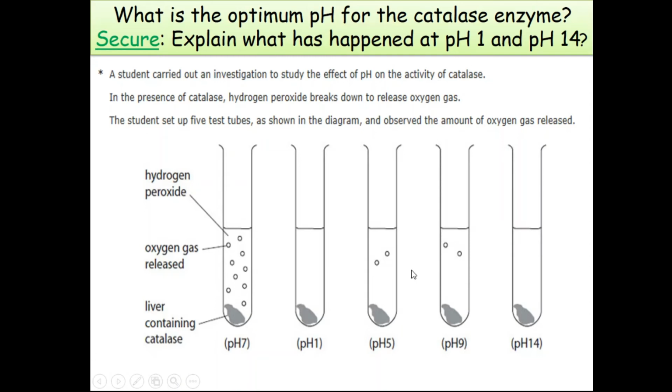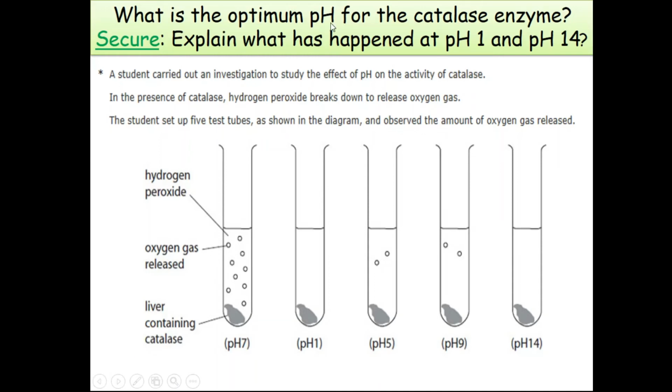So automatically I can see that the most bubbles are found in pH 7. That must mean that the optimum pH for catalase is actually pH 7, because that's when we saw the most hydrogen peroxide break down into oxygen gas.